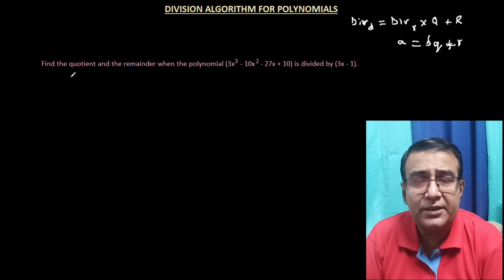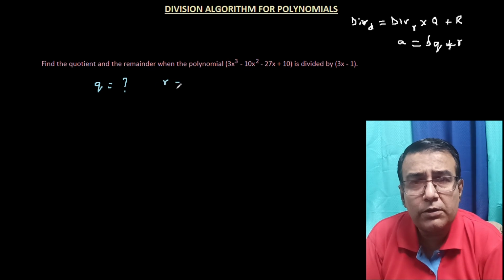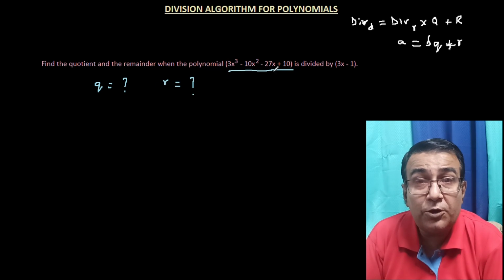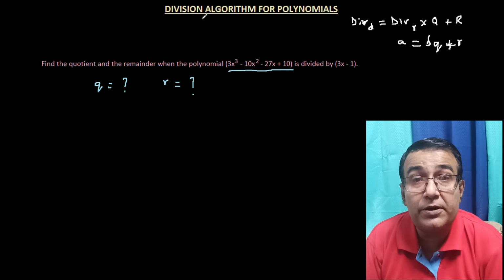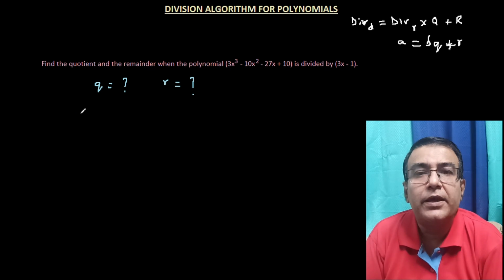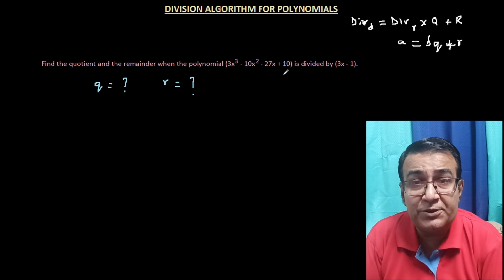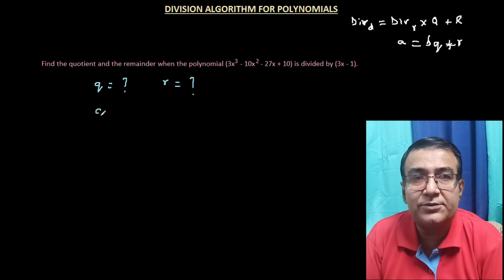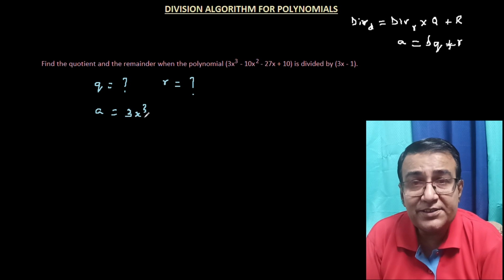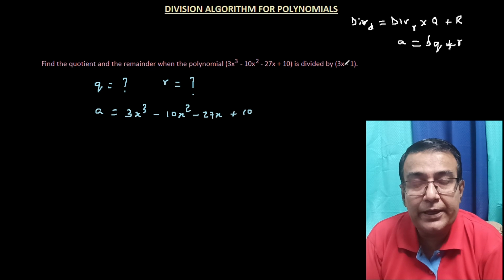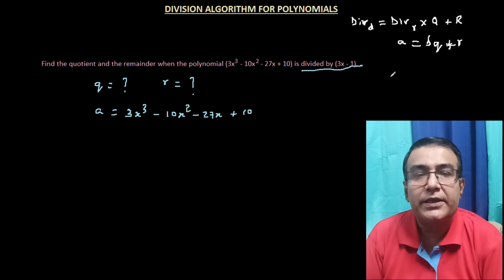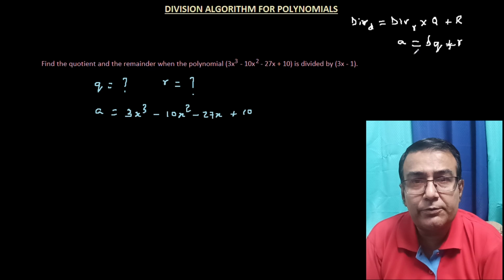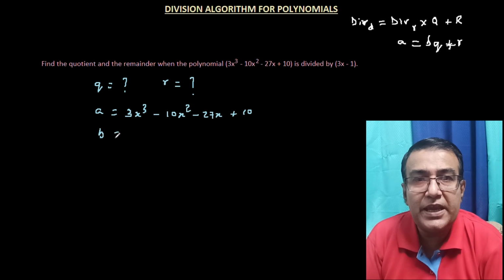So let's find it out. We know that we have to find the quotient and the remainder, so we can write quotient is equal to what and remainder is equal to what. Then we see that the polynomial which is divided is the dividend, and dividend in our division algorithm is a. So a is going to be 3x cubed minus 10x squared minus 27x plus 10. The polynomial by which we divide is always called the divisor. So divisor, which means b, will be equal to 3x minus 1.